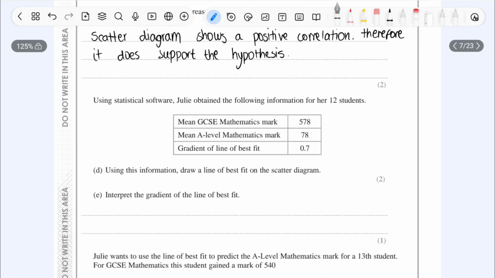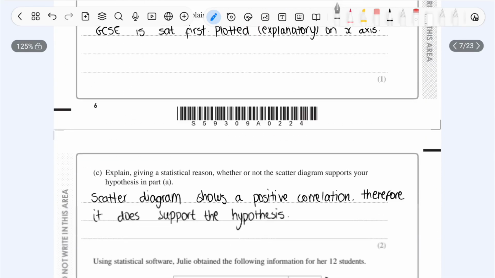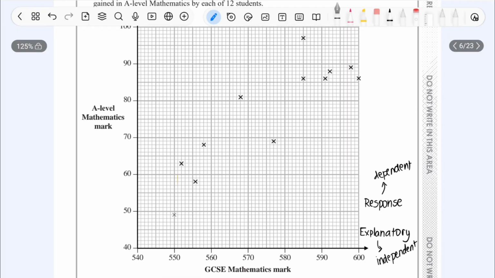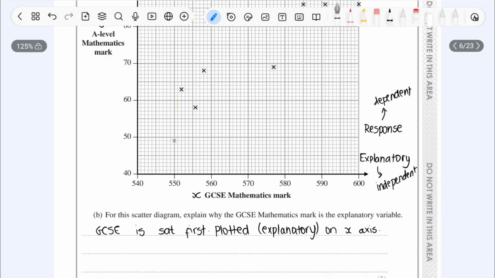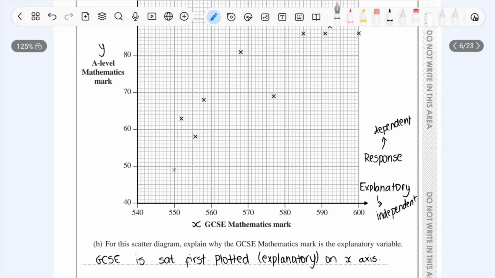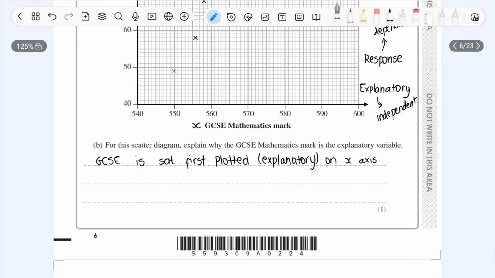Using statistical software, Julia obtained the following information of her 12 students. The mean mark for the GCSE and A-levels are shown here, and the gradient of the line of best fit. What these give us is the double mean point, which is shown with x bar, y bar. As is, it's just the average of all the x values and the average of all the y values. We can clearly see that the x values here are our GCSE ones, and our y ones are your A-level maths. So we can write this in the x bar, y bar format with the GCSE and A-level respectively.